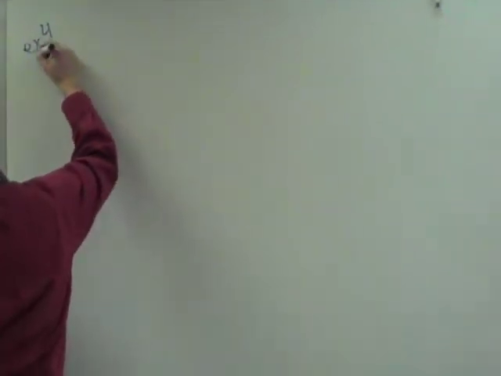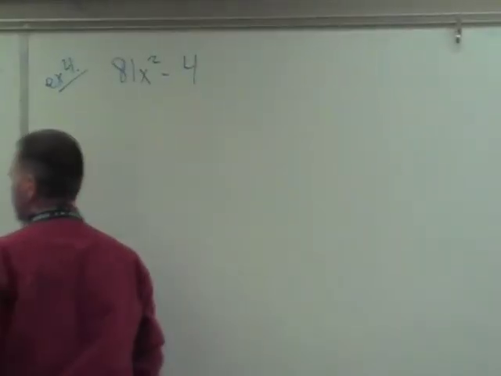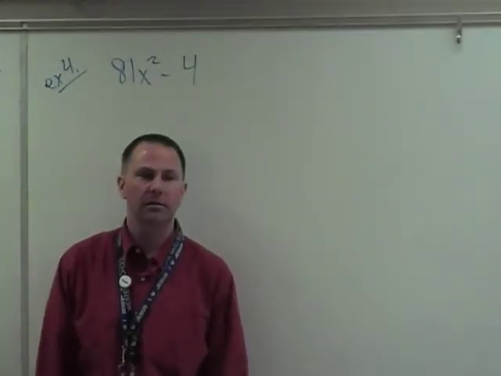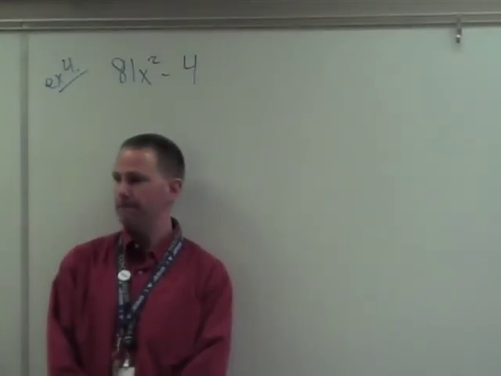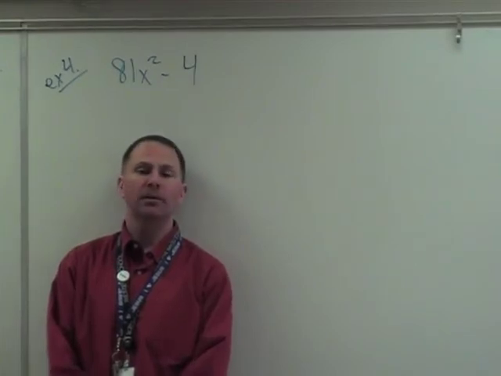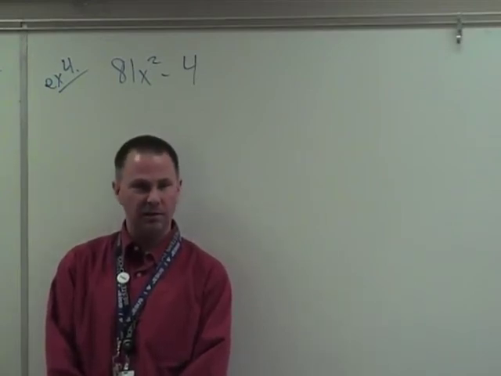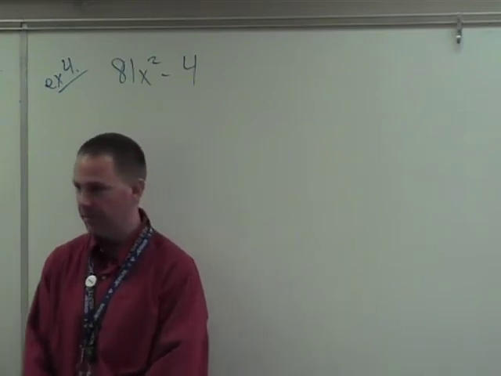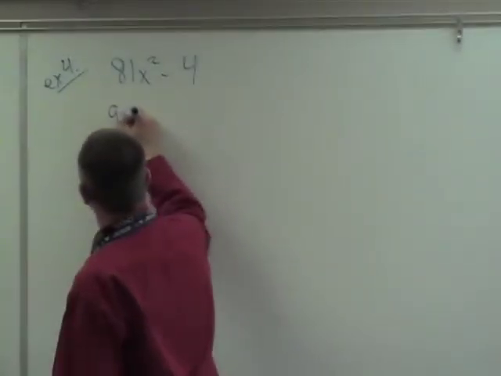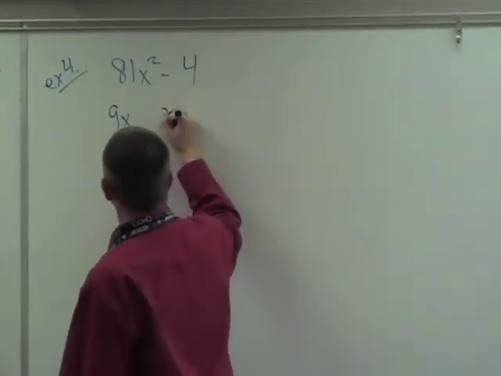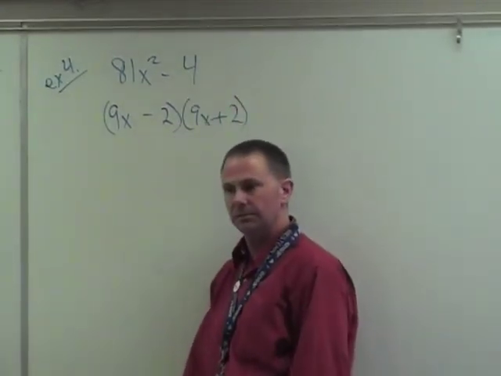Example 4. I'll let you choose what you want to do. Now, this is different: 81x squared minus 4. What is that? What do you think it is at first, just by first glance? Yeah, 9x minus 2 times... No, I didn't want the answer. I mean, what does it look like? You're right, the difference of two squares. Are they both perfect squares? Yes. Okay, so since that's a perfect square, what's the square root of that? 9x. The square root of that is 2. So one's a minus and one's a plus. It doesn't matter which one's first. There you go. You just factored that problem.